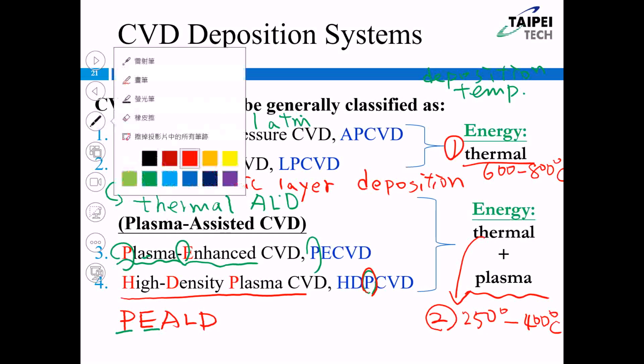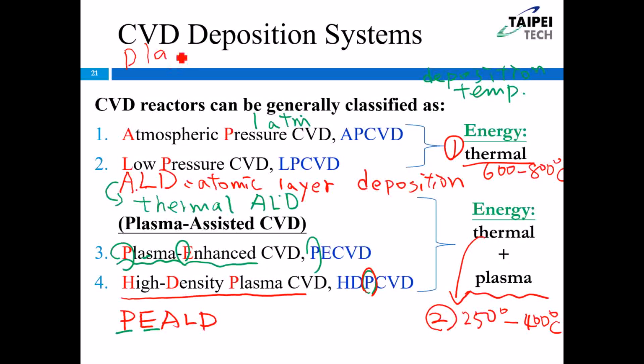Next time when you see plasma enhanced CVD, like PECVD, HDP CVD, or PEALD, the first advantage in your mind will be the deposition temperature. The deposition temperature is lower, so you will have a lower thermal budget. This is the best thing for the plasma, the lower deposition temperature, okay? However, I also need to show you, this is a good thing.